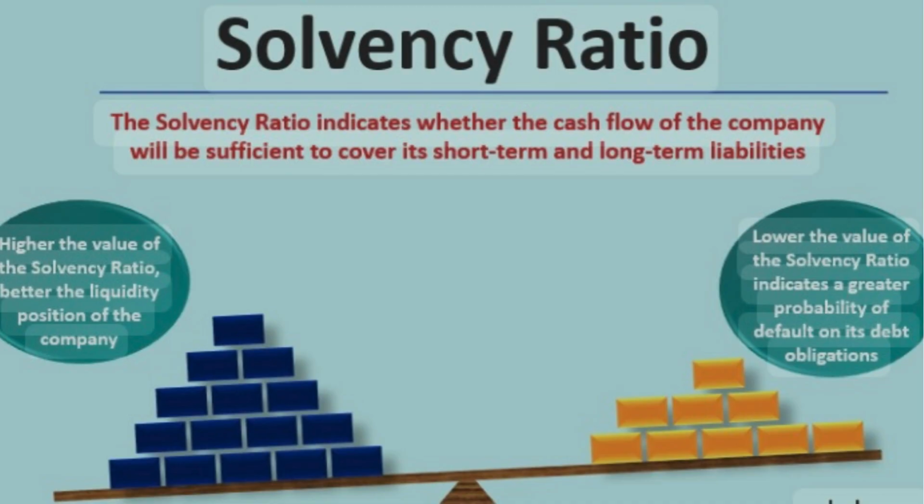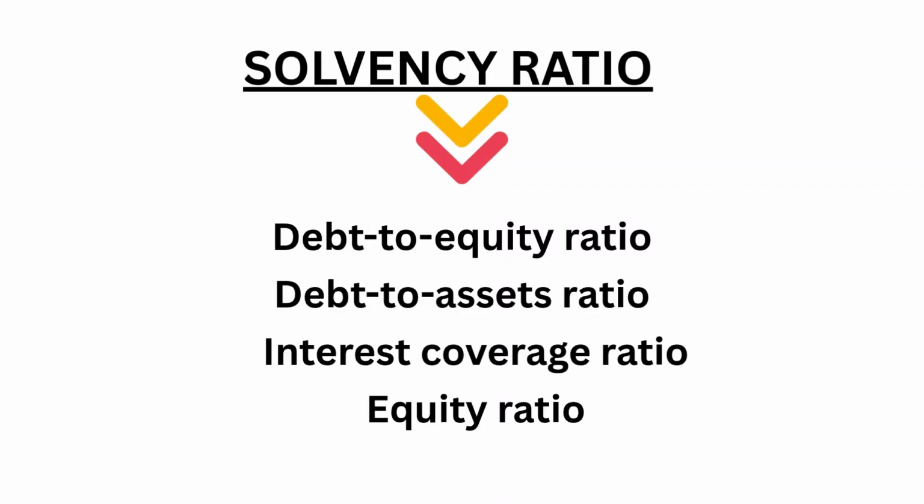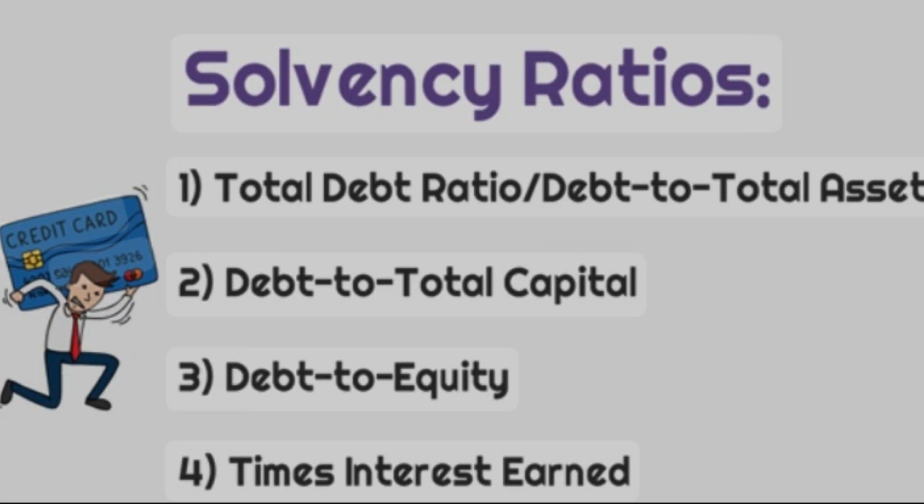Solvency ratio measures the actual cash flow capacity versus all liabilities rather than only short-term debt. This way, a solvency ratio assesses a company's long-term health by evaluating its repayment ability for its long-term debt and the interest on that debt. The main solvency ratios are the debt-to-assets ratio, the interest coverage ratio, the equity ratio, and the debt-to-equity ratio.